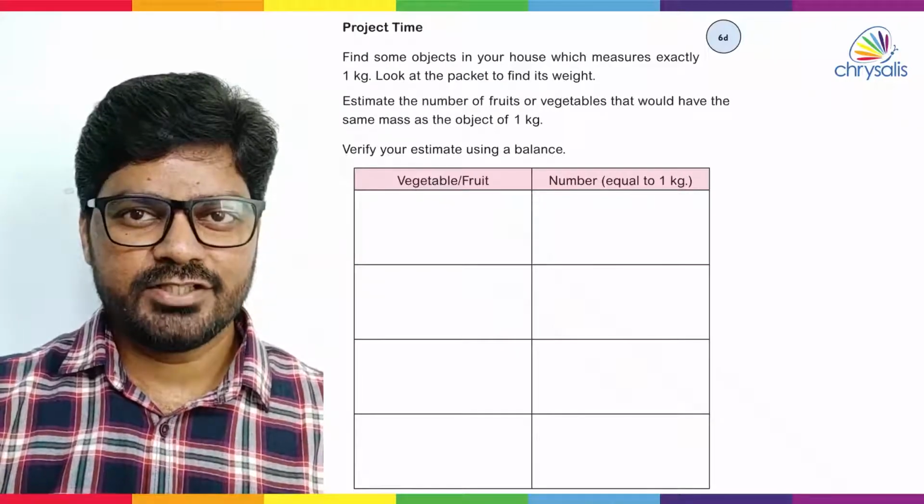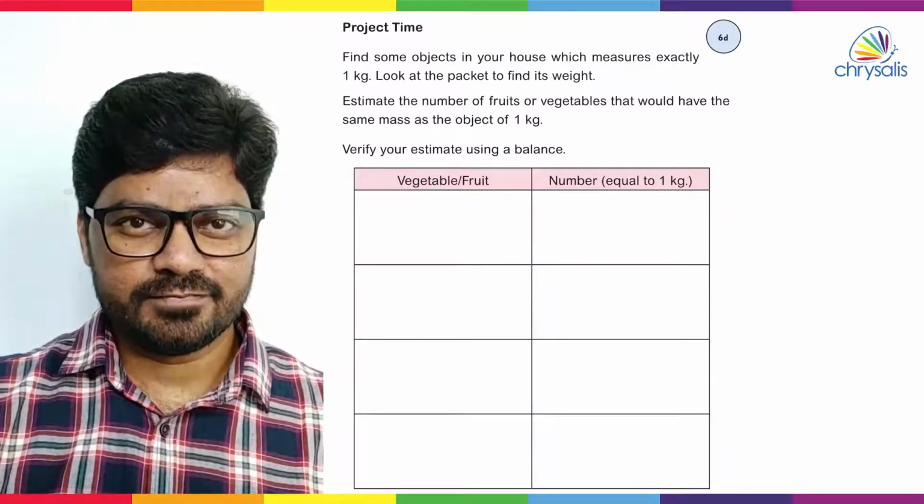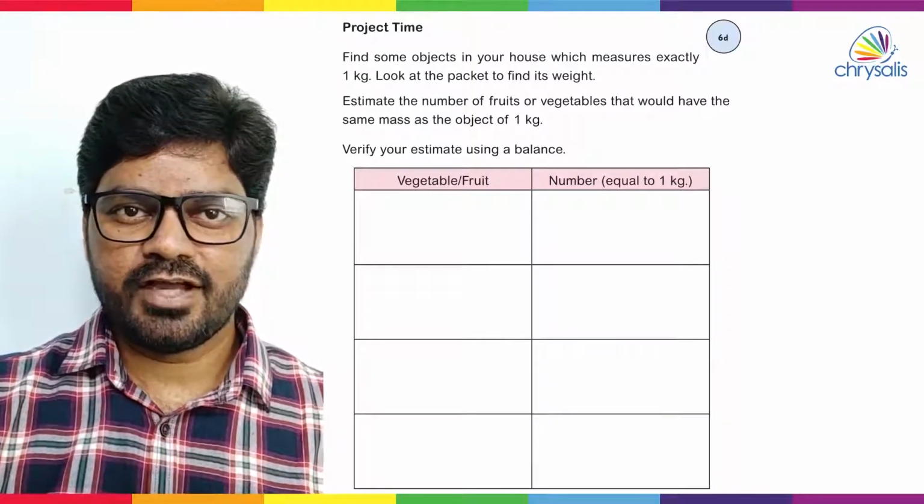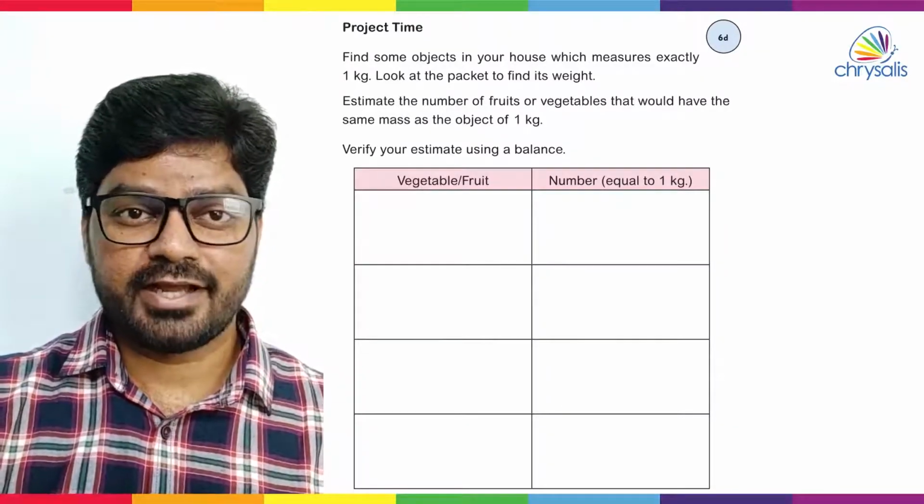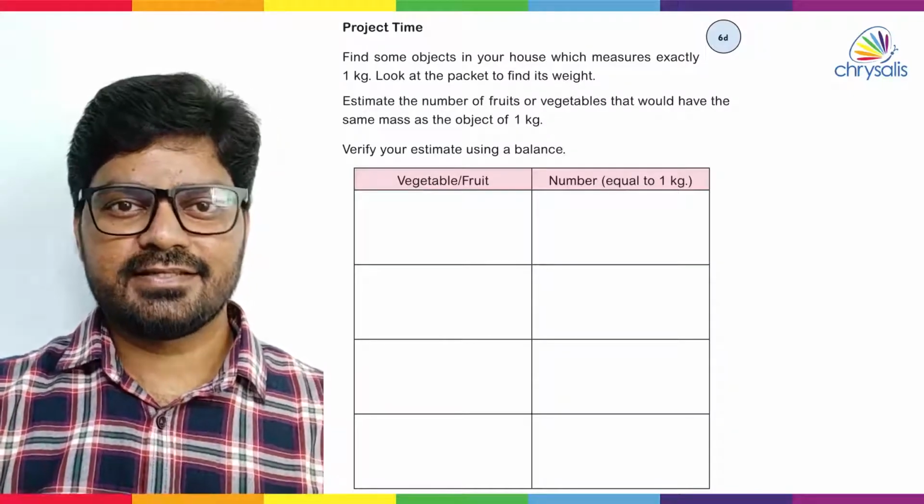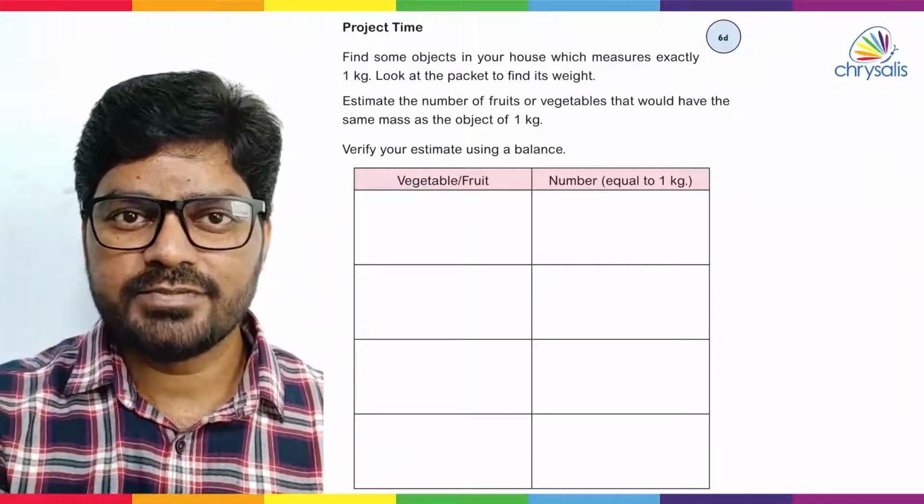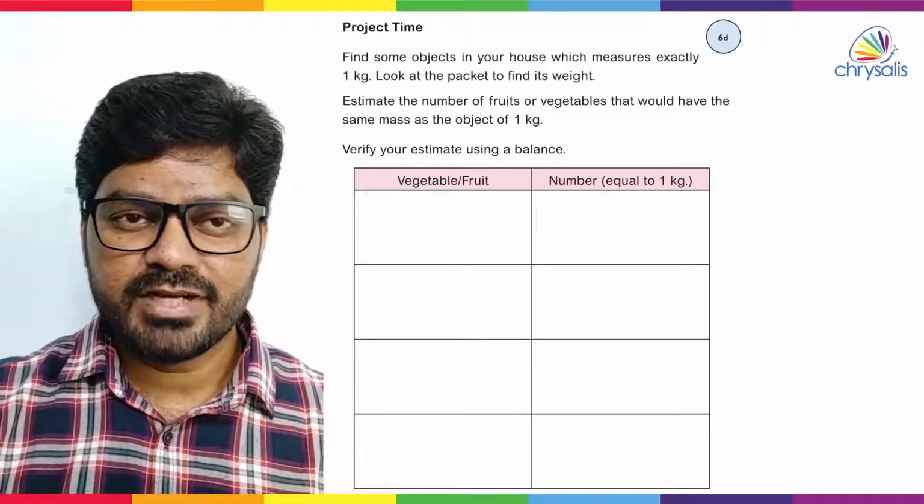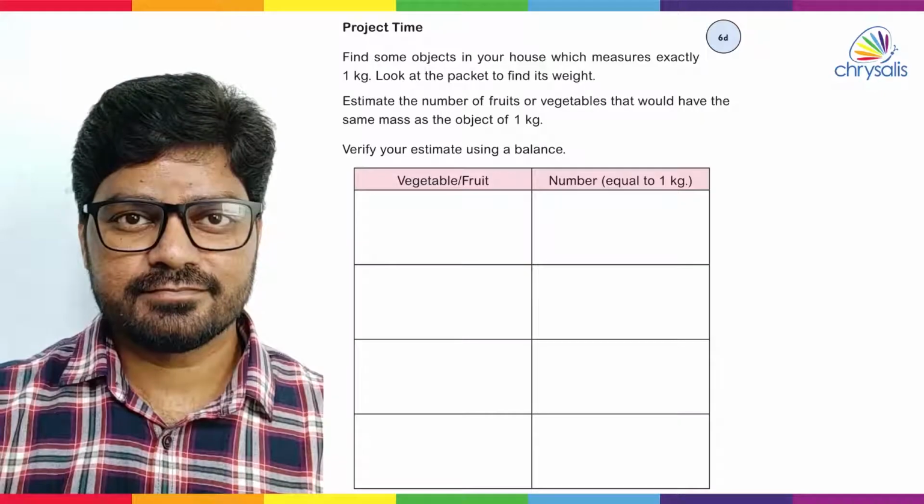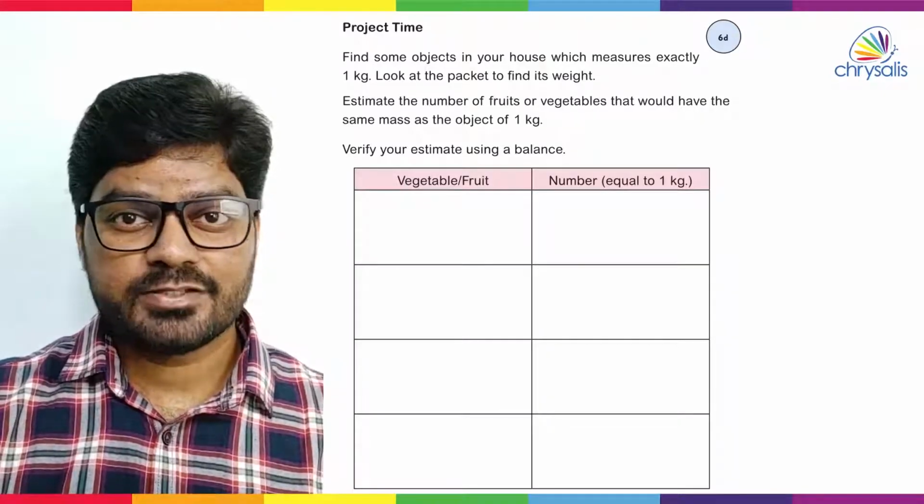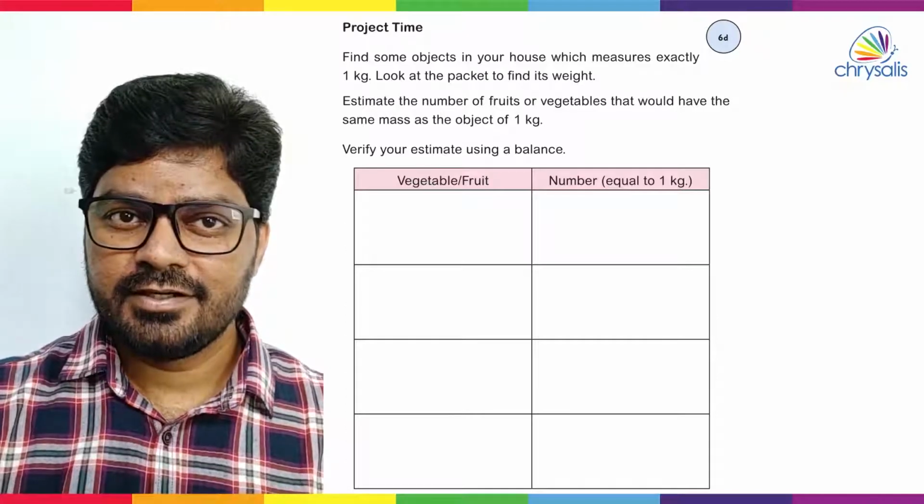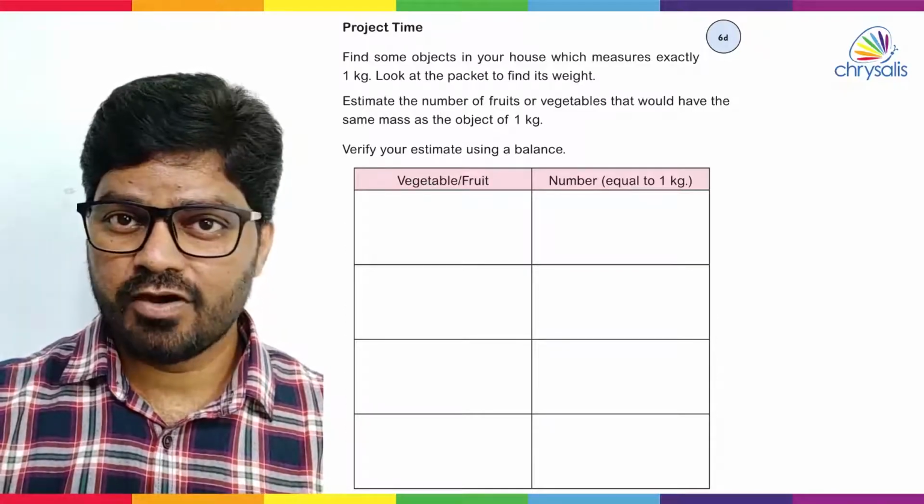Work on project time. If you have the companion with you, open page number 52. If not, you can use your notebook and write project time. Let us read the instructions together. Find some objects in your house which measure exactly 1 kilogram. Look at the packets to find its weight. You may look for a packet of rice or flour or washing powder. So you can search for packets like this, which is 1 kilogram.